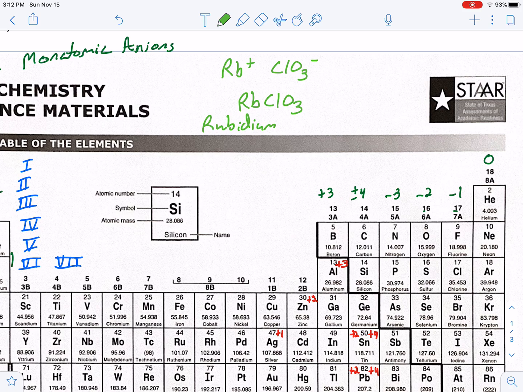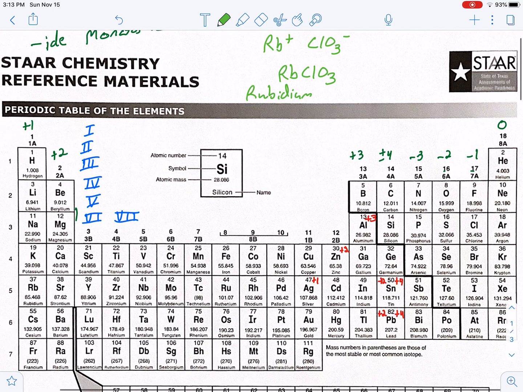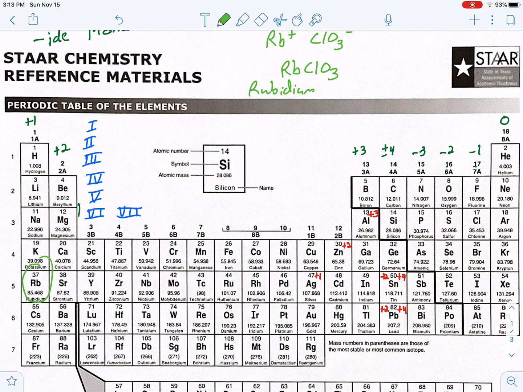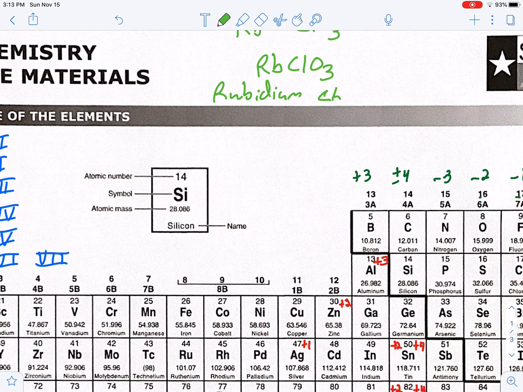Okay, so this is where you've got to be careful: we need to check, is it a transition metal? If it is a transition metal, we need a Roman numeral in our name. So rubidium is over here. That is always going to be a +1. That is not a transition metal, so we do not need a Roman numeral. So this would just be rubidium chlorate.